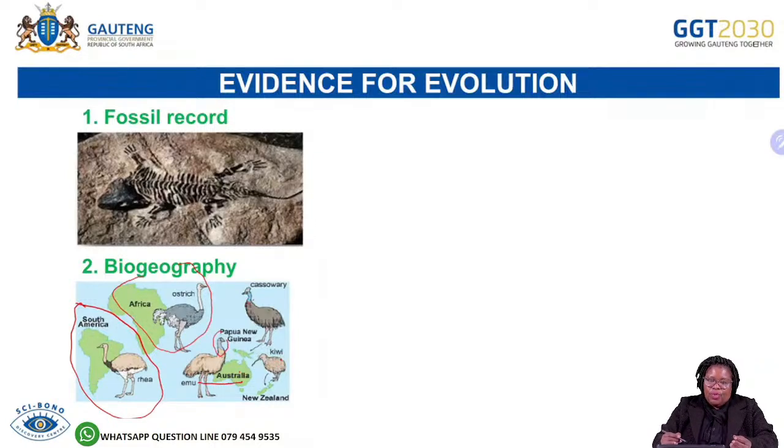So what we are saying with biogeography is that the space or place where we can find the organisms, in terms of the characteristics, they might differ, though they are of the same species, right?